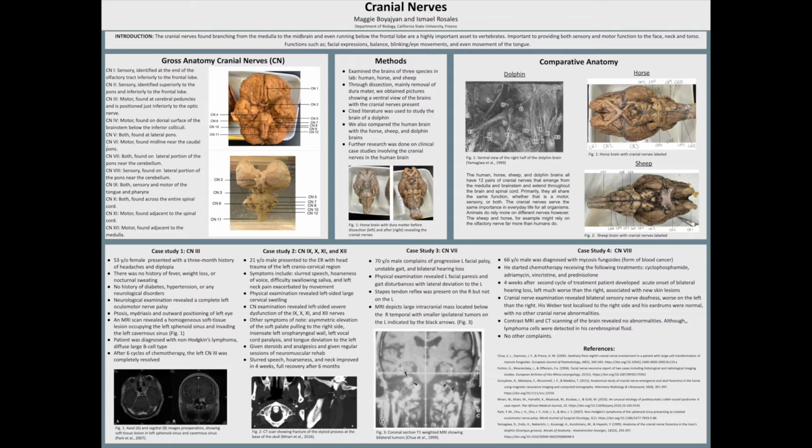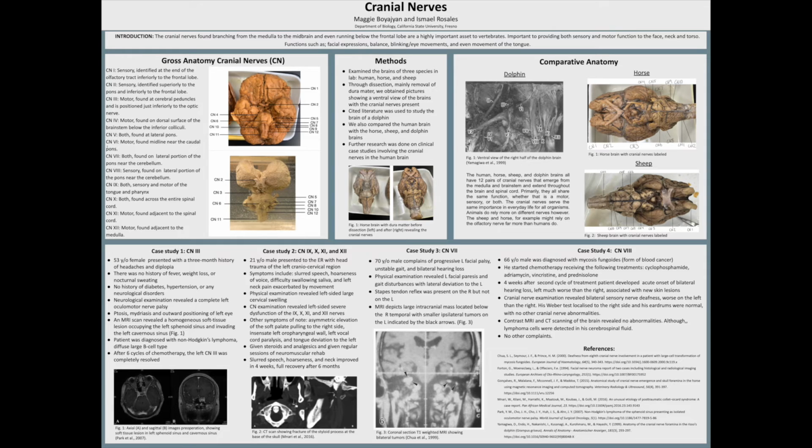So now moving on to the case studies, starting at case study number 1, which involves cranial nerve 3. A 53-year-old woman was presented with a 3-month history of headaches and diplopia. There was no history of fever, weight loss, or nocturnal sweating, and also no history of diabetes, hypertension, or any other neurological disorders.